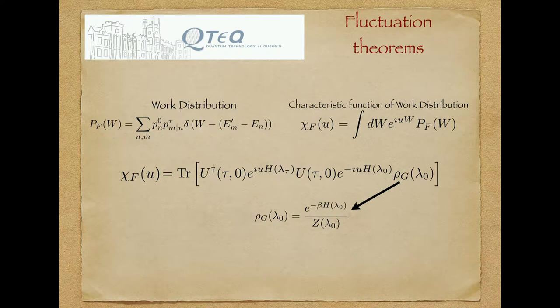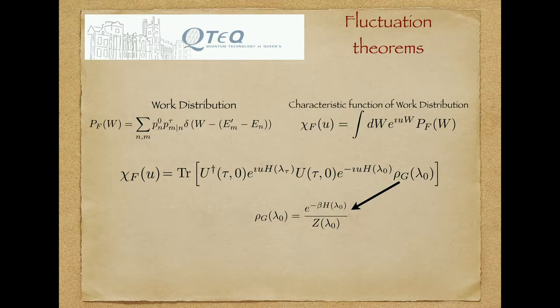Just to refresh what the ingredients of this expression are: rho g is the initial thermal state of my system, and I'm going to comment on this in a second, while U is the time evolution operator induced by my Hamiltonian process. I remind you that in our framework, the environment has been detached from the system right before starting the protocol itself, right before performing the first measurement of my two-step protocol. U dagger is the Hermitian conjugate of this time evolution operator. H is the Hamiltonian of my process.